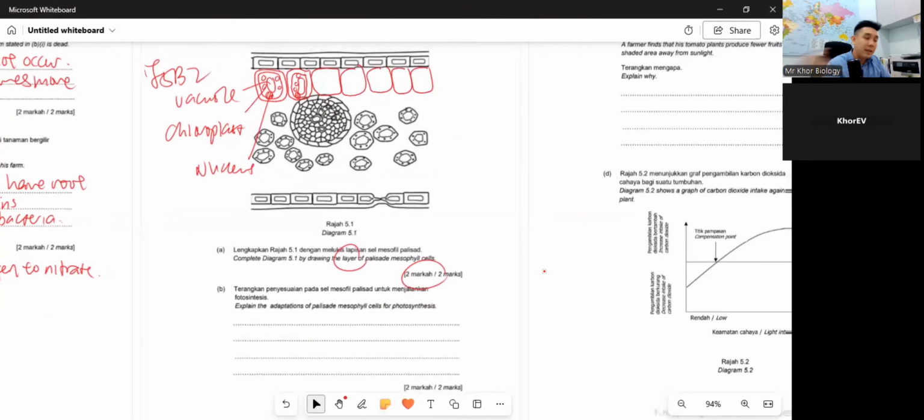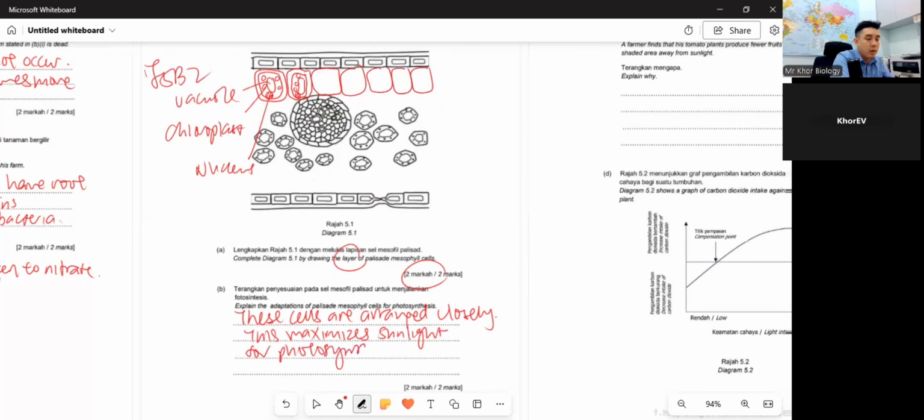All right, explain the adaptations. Oh, wow, not only do you have to draw it, you have to explain. So these cells are arranged closely. This maximizes sunlight for photosynthesis. Maximizes sunlight for, we can say, more photosynthesis.